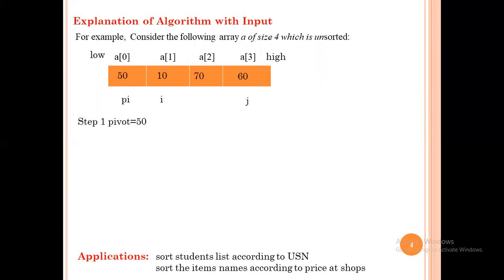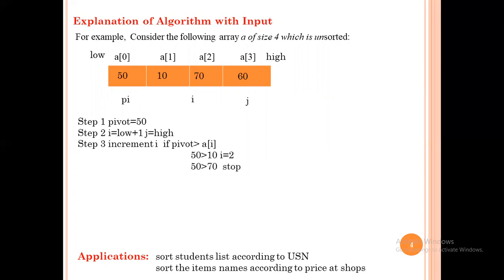Step 1. Consider the first element in the list as the pivot element. Therefore, here pivot equals 50. Next, set i and j values. Here i is set to low plus 1, j is set to high. Increment i if pivot is greater than A of i. First, we compare 50 with A of 1, that is 10. 50 is greater than 10, therefore increment the i value. Now i value is 2.